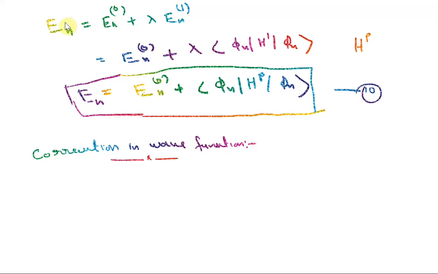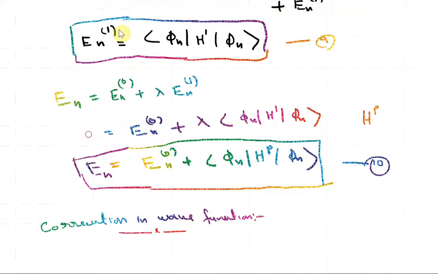Okay, so in the last class, what we have done is we have found out the first order energy correction of a non-degenerate system under a time independent perturbation. We find that the first order energy correction is something like ⟨φn|H'|φn⟩. So this is the first order energy correction, and the corrected energy level En is given by En⁰ plus this correction factor.